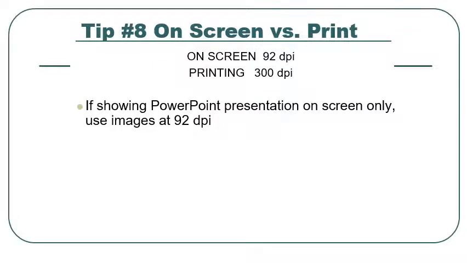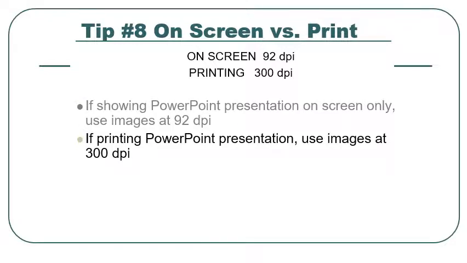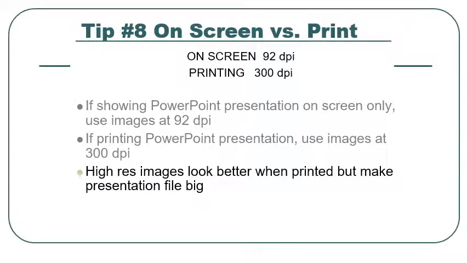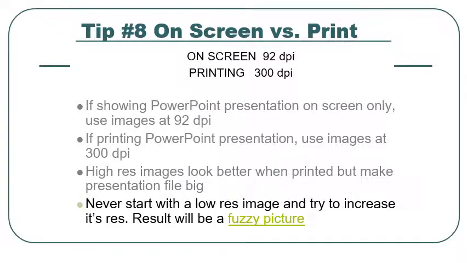So if it's on-screen, up to 92 DPI is the best, and it is also very easy to email. If you take anything above 92, it will be very difficult. But if you're printing, then it's better to have 300 DPI. So although high resolution looks better when printed, when you're making it into a presentation, it really doesn't make any difference at all.